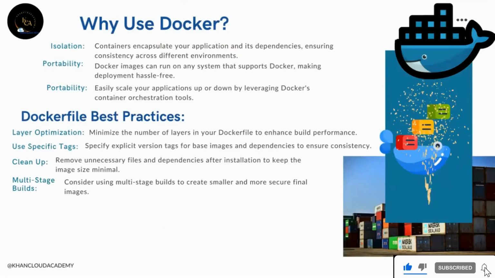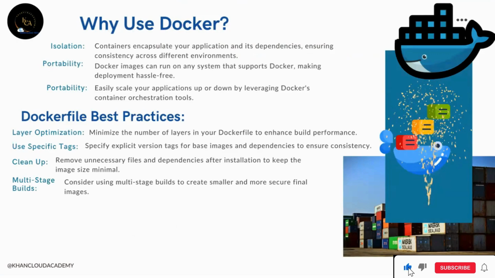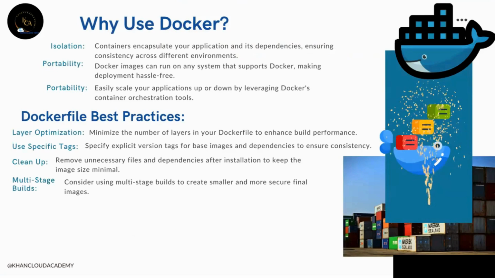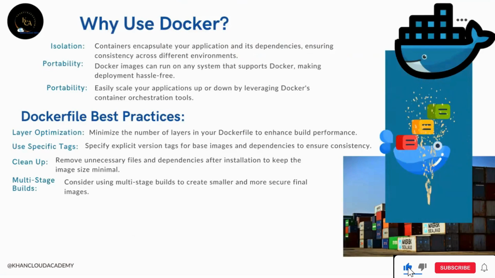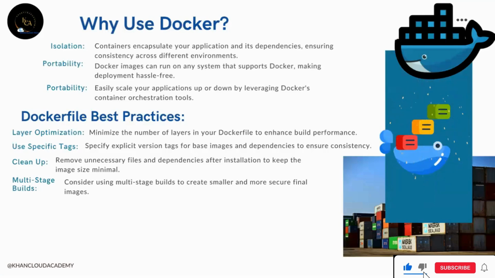Okay. So why do we use Docker? Docker has three qualities. Isolation: containers encapsulate your application and its dependencies, ensuring consistency across different environments. Portability: Docker images can run on any system that supports Docker, making deployment hassle-free. This is very portable. Scalability: easily scale your application up or down by leveraging Docker's container orchestration tools. What are Docker orchestration tools? That is Docker Swarm, Kubernetes, AKS, EKS, Azure Kubernetes Service. We will talk about this in our upcoming videos, right?